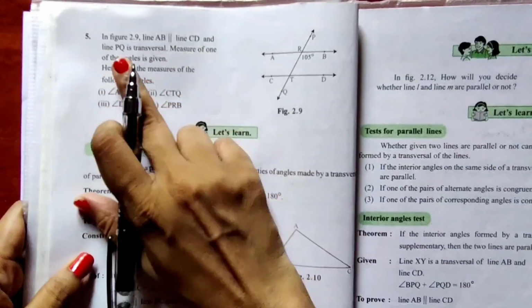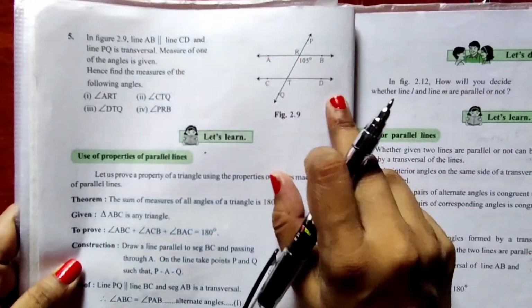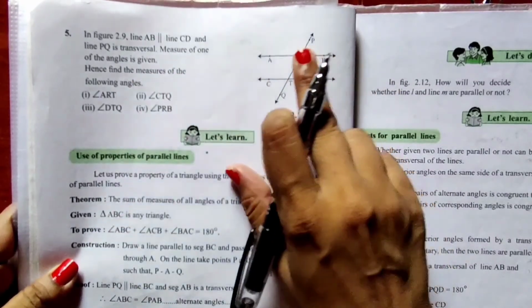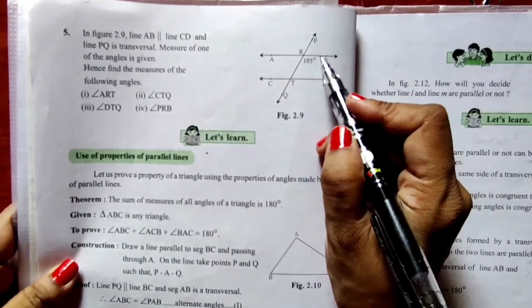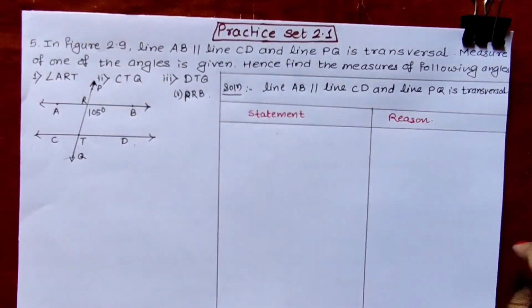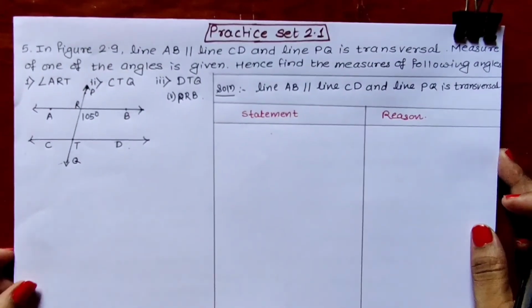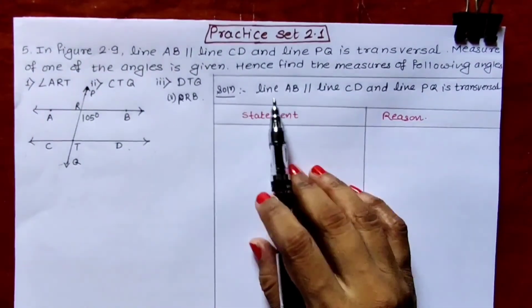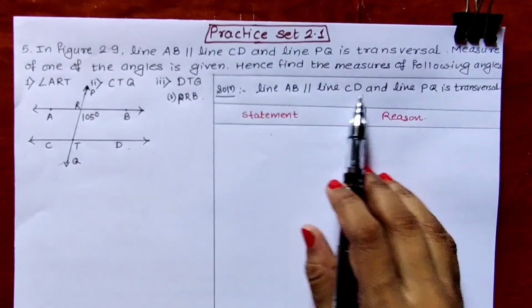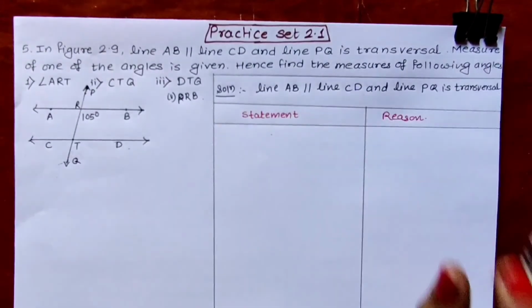Now last question. In figure, line AB is parallel to line CD, PQ is transversal. Measure of one angle, this angle BRT is given 105 degree. We have to find the measures of following angles. So let us see. Very easy this one. As usual, we have written this solution where what is given first, we have to write line AB parallel to line CD here, and line PQ is its transversal.